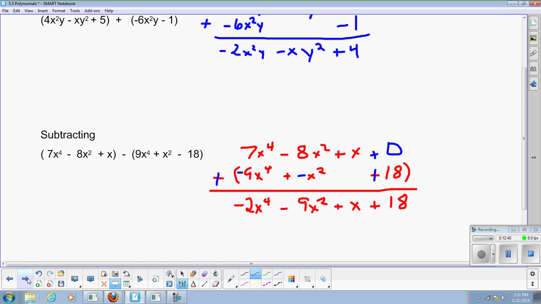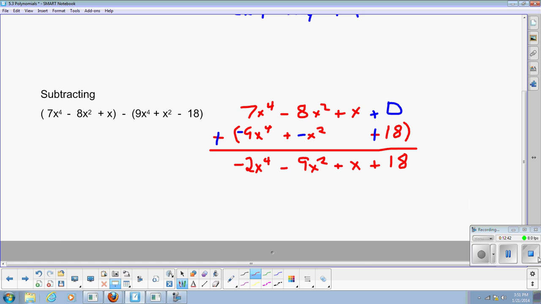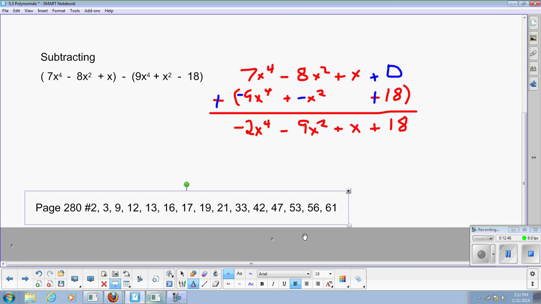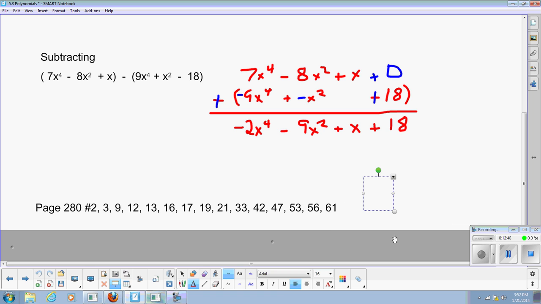Your assignment for this section is as follows. Okay, let me pull that open so you can see it. It's from page 280. It's numbers 2, 3, 9, 12, 13, 16, 17, 19, 21, 33, 42, 47, 53, 56, and 61. You're more than welcome to start that now at home if you'd like. If you're watching this at home, if you're not and you're watching it in class, then please write this down in your notebook and we'll get to work on that.